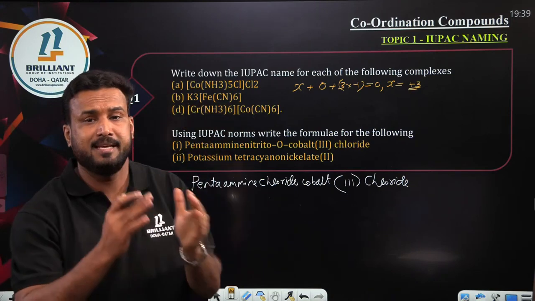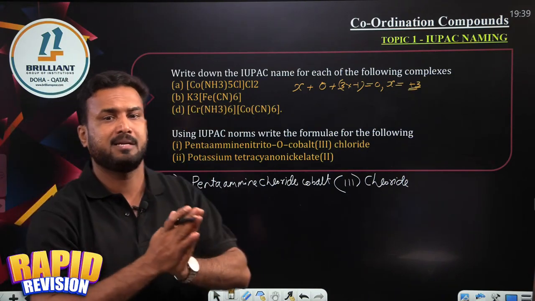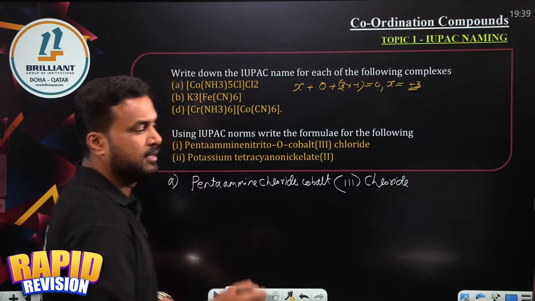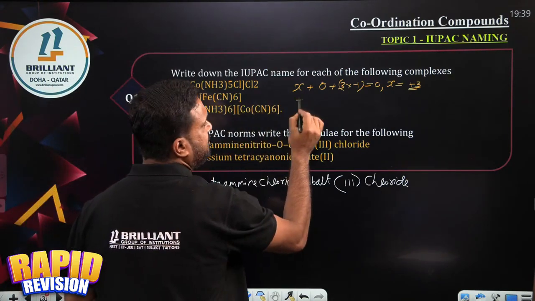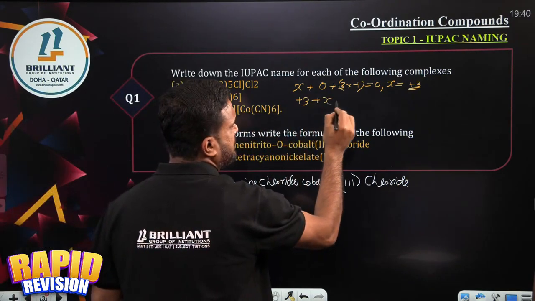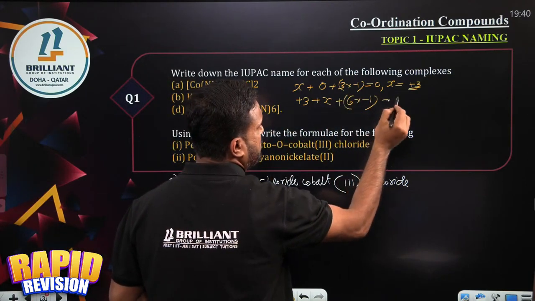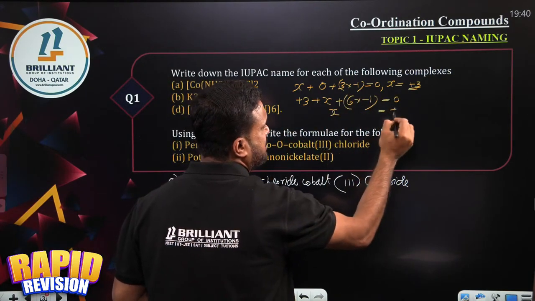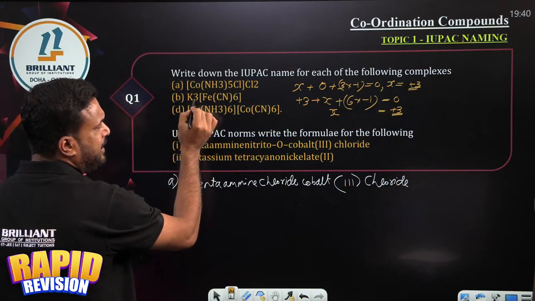So while writing the name of an anionic complex, the central metal atom name should end as what? Ate. So I'll write the name here. Anyway, the oxidation state you can find out. Potassium 3 is there, we will take it as plus 3. One potassium is plus 1. Then iron you can take it as X, plus 6 CN, so 6 into minus 1, is equal to 0. So anyway, X is equal to plus 3. I'll write directly. So after that, you can write the name here.